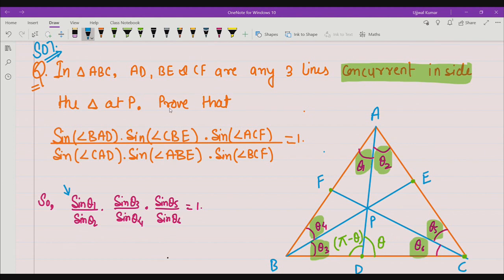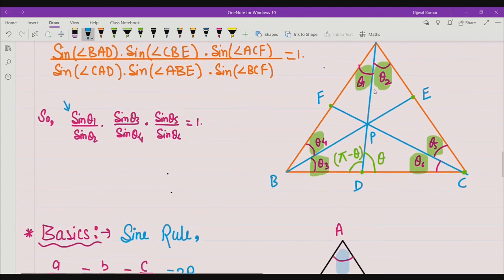Okay, so in triangle ABC, AD, BE and CF are any three lines concurrent inside the triangle at P. See, concurrent inside the triangle, that's our cue that Ceva's theorem can be used here. So we need to prove that sine angle BAD upon sine angle CAD, times sine angle CBE upon sine angle ABE, times sine angle ACF upon sine angle BCF, the product is 1. Okay. So first understand, I have used some notations for angle BAD.